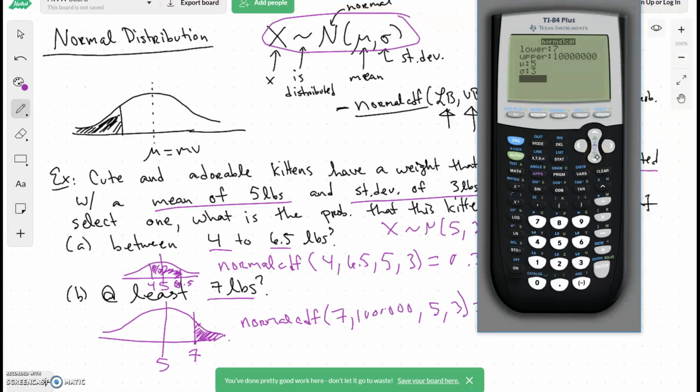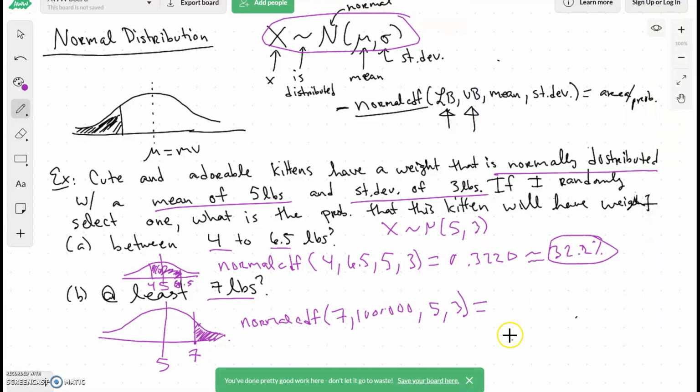Now, if you have the TI-36, you don't really need to write this one with a whole bunch of zeros. You already have a really big number entered already. So I'm going to press enter, and I'm going to get around 0.2525, so this is about 25.3%. Notice that based on the area, 5 here is basically the median also, so 50% of it is below it. So we should expect this area to be less than 50%. And in this case, we got it to be 25%.